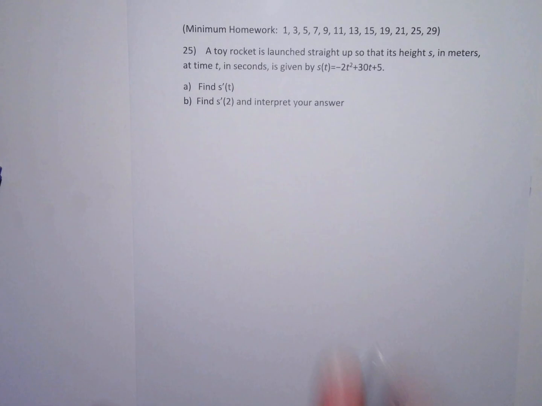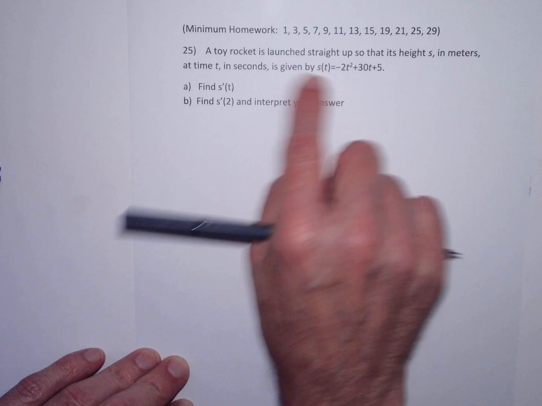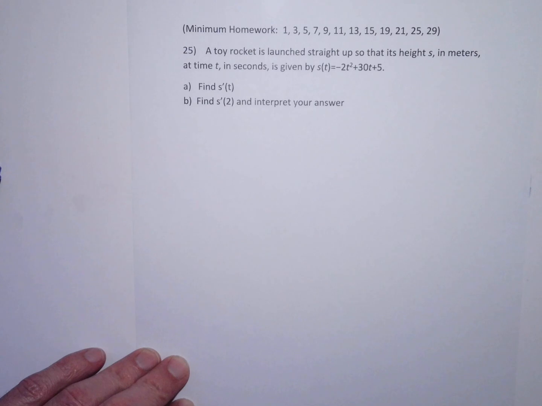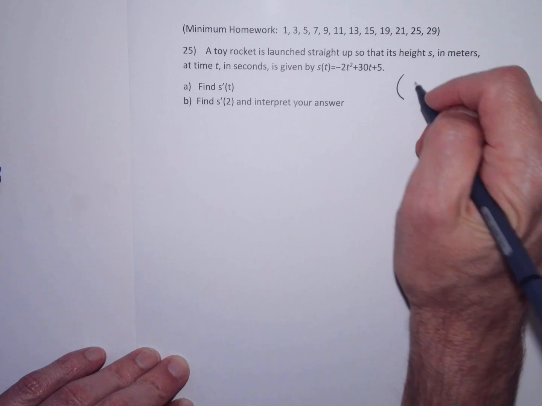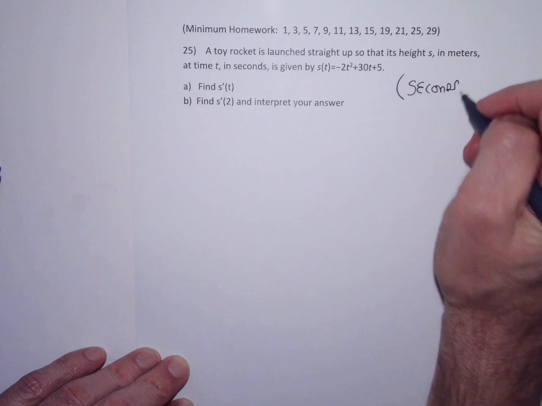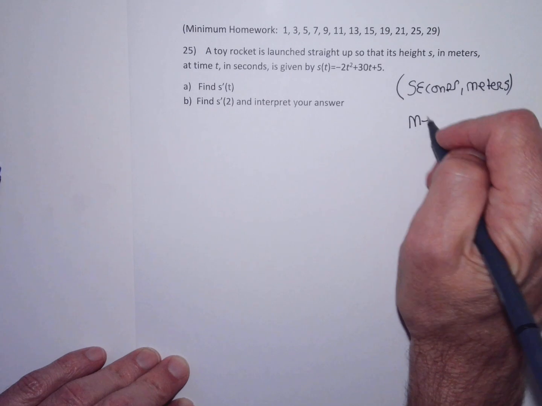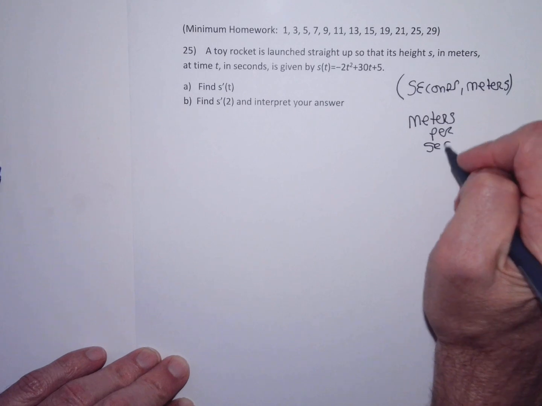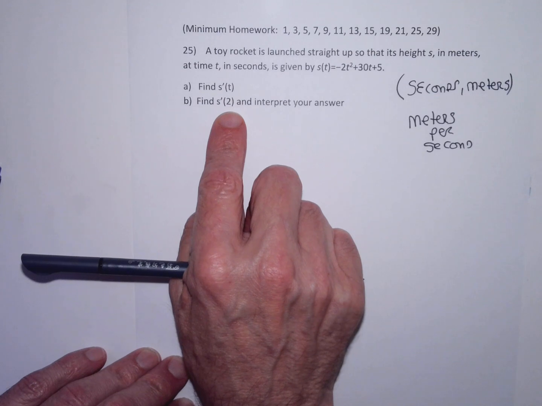So this problem 25 gives me a toy rocket. It's launched in the air. Its height in meters after t seconds is given by this formula. First, find the derivative. And what's the derivative going to measure? Well, for each one of the points in this, the x's represent the time in seconds, and the y's represent the height in meters. What the derivative is going to give us is the speed, or the velocity, in meters per second, because it's y per x. So when I go to do part B, I'm going to get the rocket's speed.